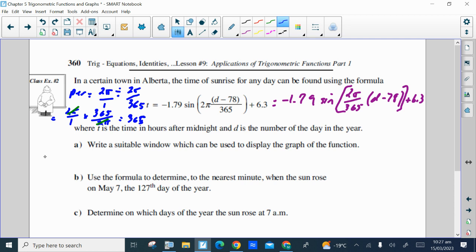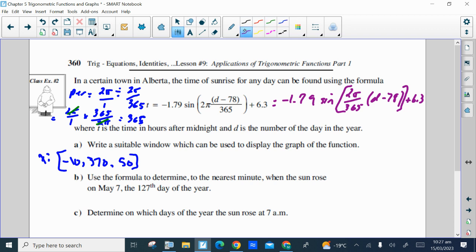So our x windows, we could go from, let's say, negative 10 to 370, just so we can clearly see the y-axis and one full cycle of the graph. And maybe we set our scale at 50. So every tick mark along the x-axis will count for 50 days.